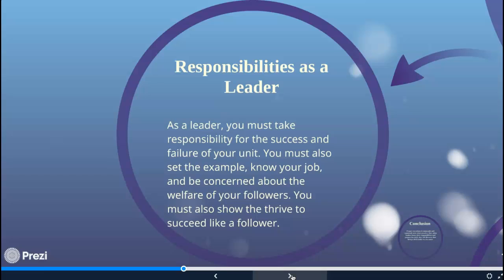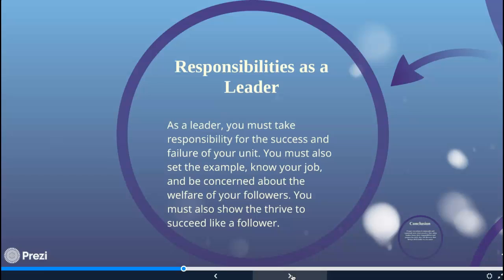Responsibilities as a leader. As a leader, you must take responsibility for the success and failure of the unit. The buck stops here. This is where the leader is in charge of everything that happens. The leader is in charge of the success or the challenges or the failures of the individual unit. You must set the example at all times. You have to know what your job is, and you have to be concerned about the welfare of the people that you're in charge of.